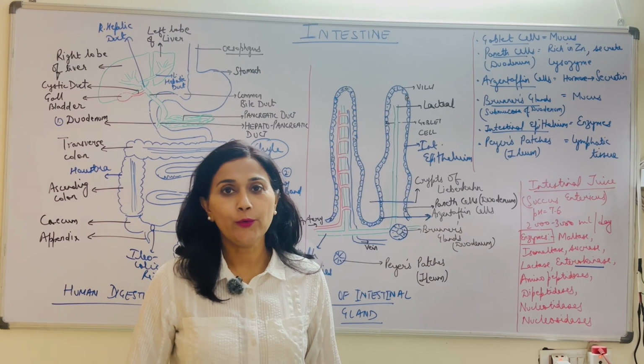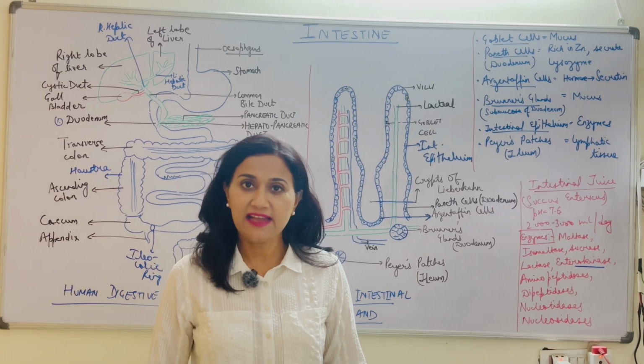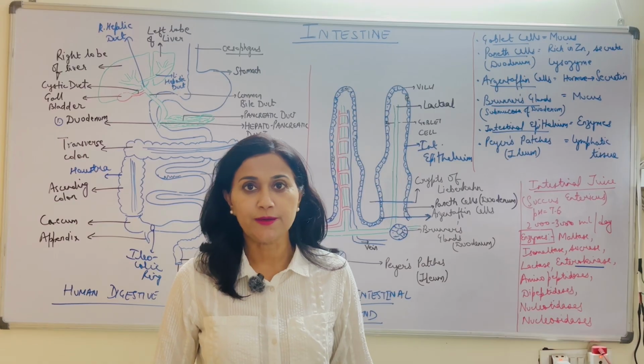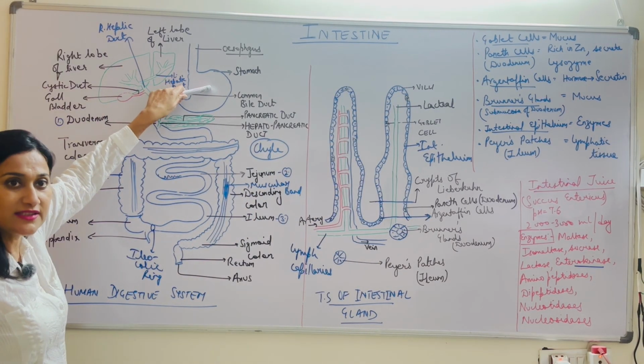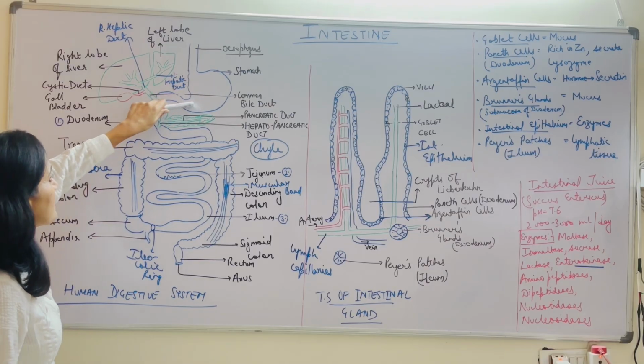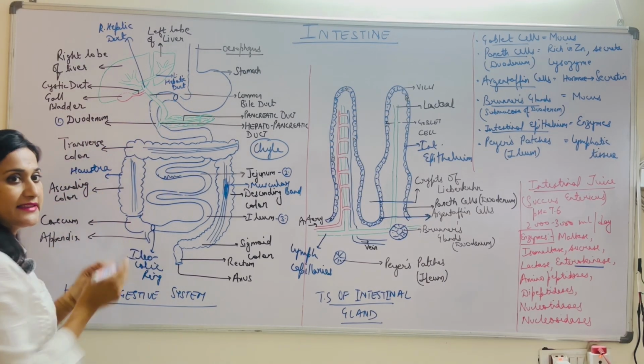Today in this video, we will be talking about the structure of the small intestine and large intestine and its histology. So we had seen that the esophagus is leading to the stomach, and the stomach, via its pyloric region, is leading into the small intestine.